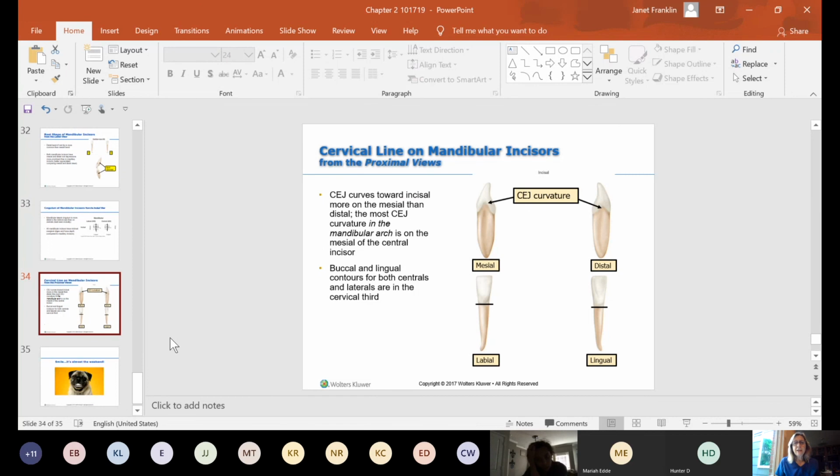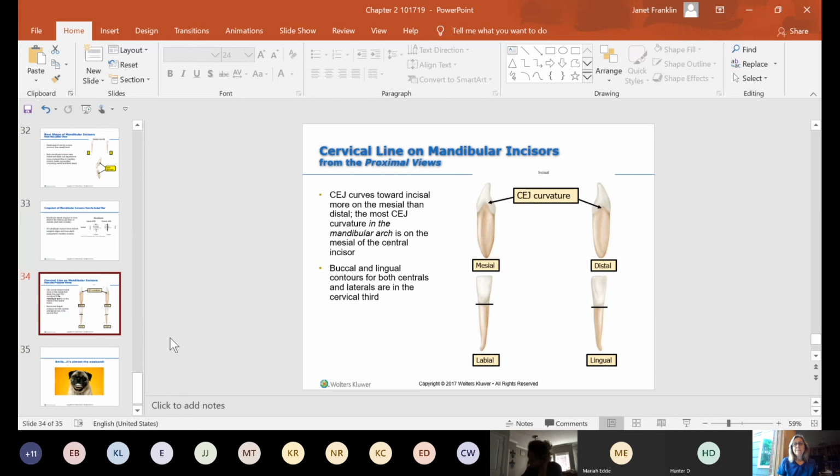And then the CEJ curves toward the incisal edge more on the mesial than on the distal. So remember, on all incisors, the mesial CEJ curves more than the distal. And I showed you that picture there, the mesial and the distal. You can see that there's more curve on the mesial.